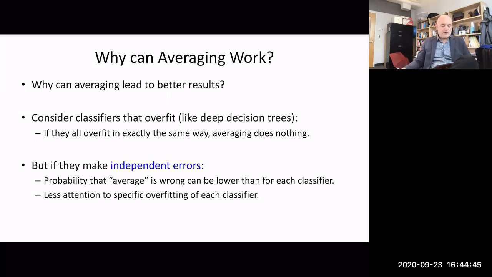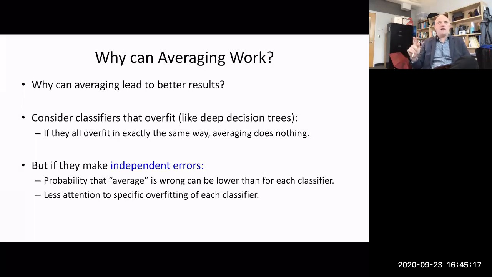So why and when can averaging work? Why can averaging lead to better results? Well, think about deep decision trees, or not super deep, not all the way, but relatively deep, right? They probably are going to overfit, or they have the capacity to overfit, right? If you train the exact same tree, there's no averaging that could possibly work because they have exactly the same model structure, they make exactly the same decision, so there's going to be nothing that comes from averaging.